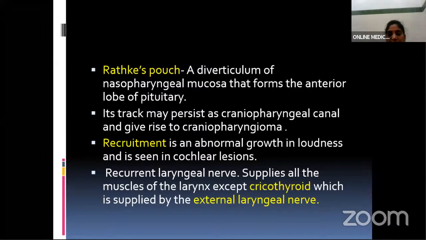Next, recruitment. Recruitment is an audiological term. You need to know the definition: it is an abnormal growth in loudness seen in cochlear lesions. Recruitment is a test which measures the abnormal growth of loudness in the patient. It is specifically positive in cochlear lesions, so it helps to differentiate cochlear and retrocochlear lesions.